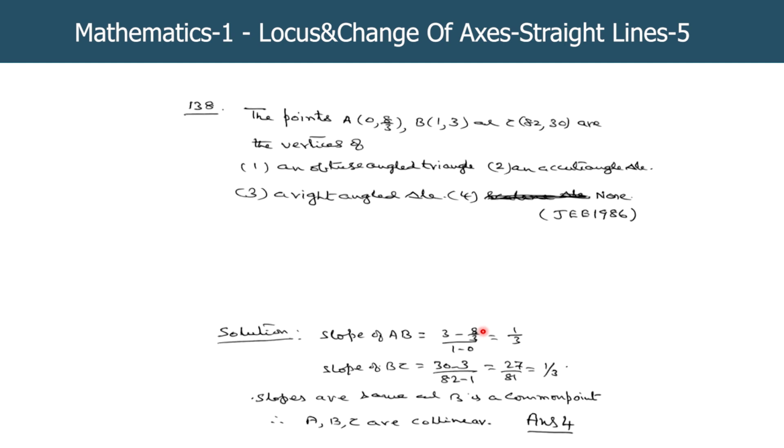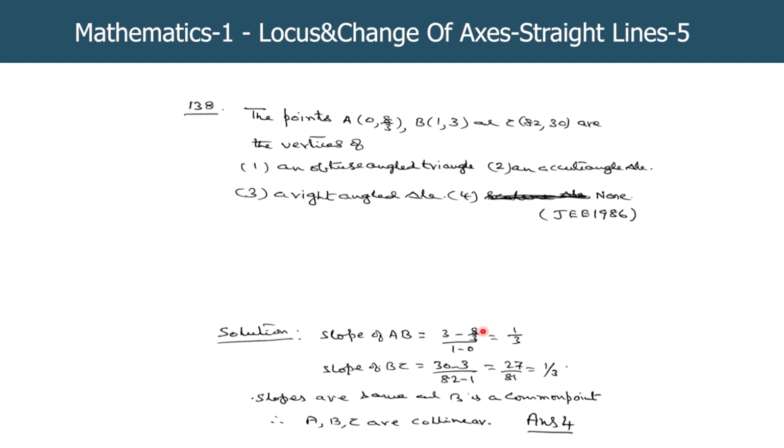The points A (0, 8 by 3), B (1, 3) and C (82, 30) are the vertices of: 1, an obtuse angled triangle; 2, an acute angled triangle; 3, a right angled triangle; and 4, none of the three. It is asked in 1986.